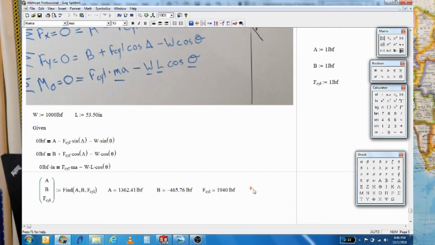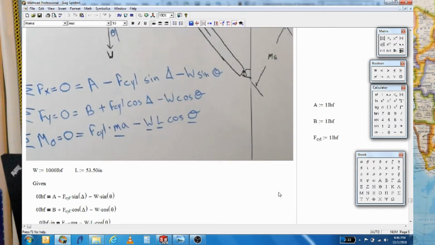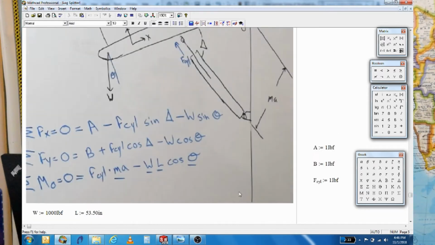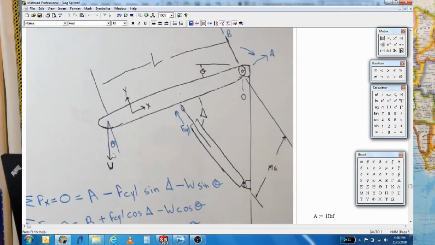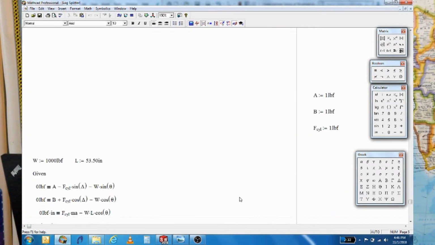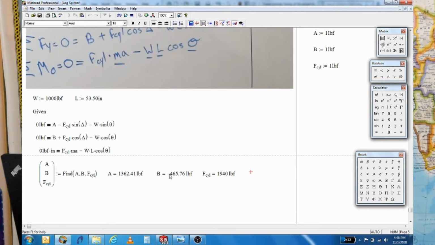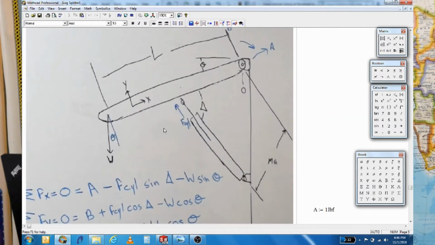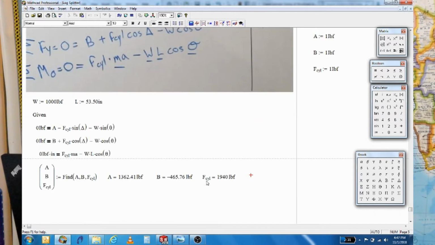Some interesting things to note and think upon. Our force of the cylinder right here is the highest load, and we would expect that. We have basically a teeter-totter. We're pulling down here. We got to have a bigger load here and a smaller load here. We also see that B, which is mostly vertical, is a negative number, which we would expect. We have a force down, a force up, got to have a force down to hold it. And then we have A here, which we would expect to be in tension, so a positive number in this case, the way we've drawn it, and it is. So that's a good check.